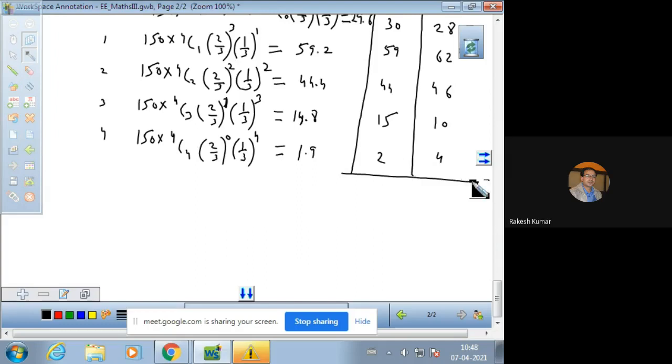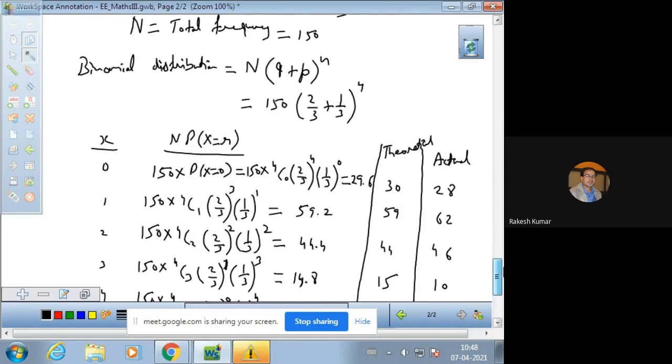And you know that its total was 150. This was the total. And this total should also be 150. And you will check that this is also 150. The sum total of both kinds of frequencies should be seen. So this is the fitting process for finding out the theoretical frequencies. Theoretical means calculated, and observed frequencies are the actual ones which are given to us. So you can see the comparison.